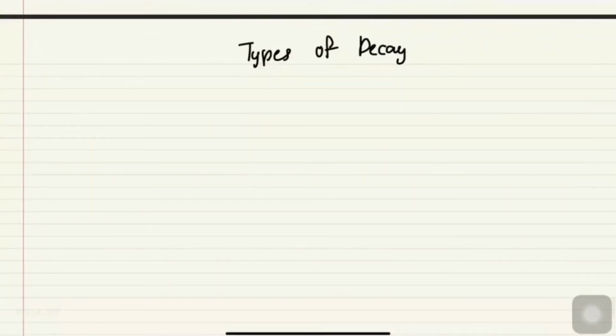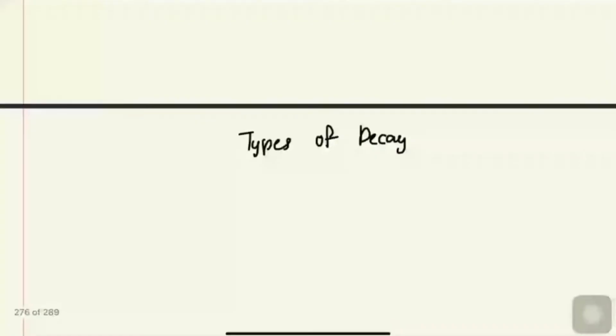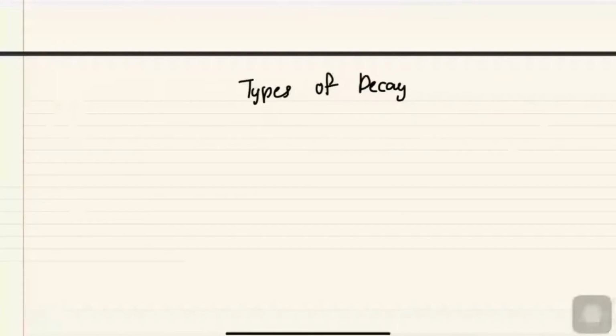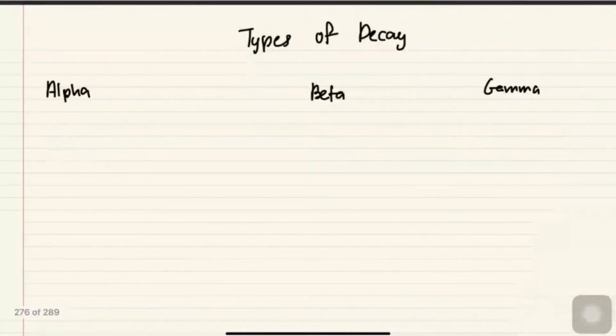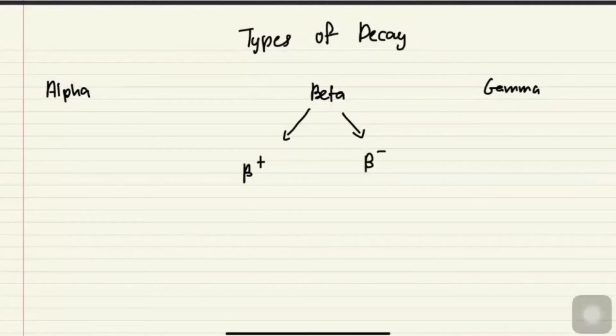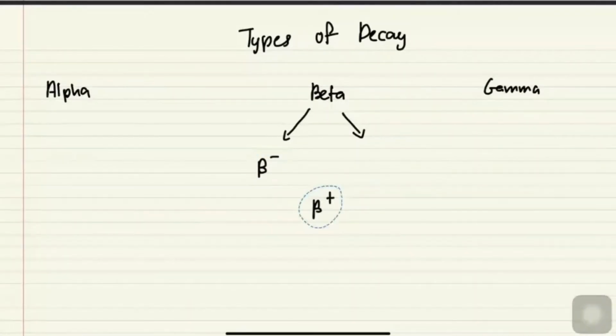Okay, there are 4 types of decay. Like I told you before, we have alpha, beta, and gamma. So if we separate into that, we have 3. But beta has 2. So alpha, beta, and gamma. Beta we can separate into 2 more: one is beta plus, another one is beta minus. Maybe I should say beta minus first, because earlier I explained beta minus first.